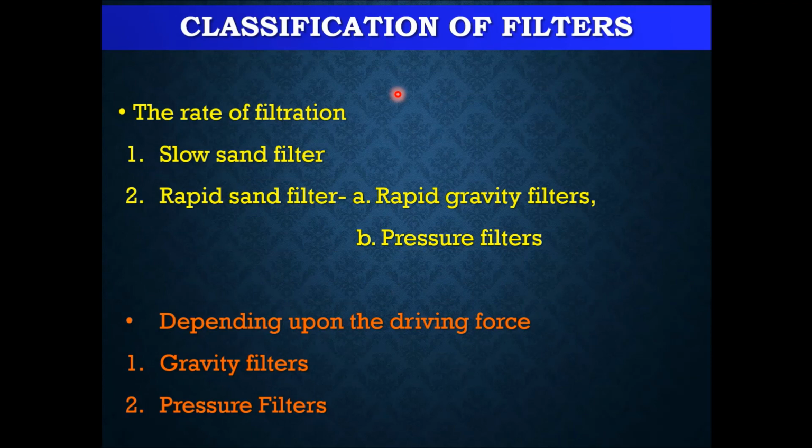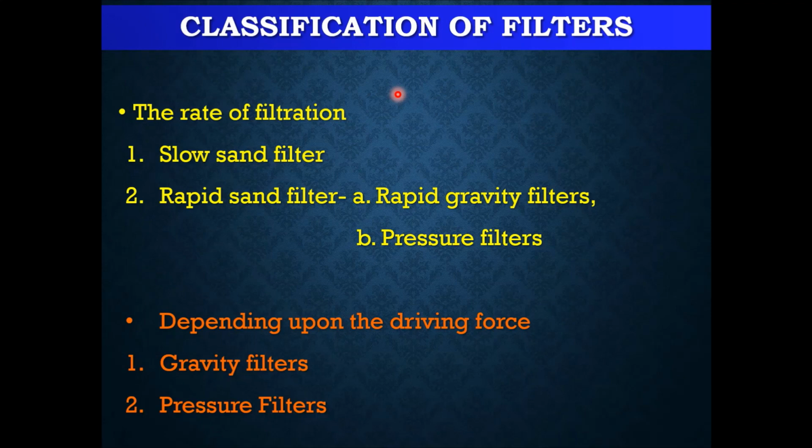And based on the rate of filtration there are two types, slow sand filter and rapid sand filter. As its name suggests, the slow sand filter's rate of filtration is very low. And remember, slow sand filters are not generally used nowadays for larger water treatment plants. And the rapid sand filter, as its name suggests, rapidly purifies the water, and its rate of filtration is much higher than the slow sand filter.